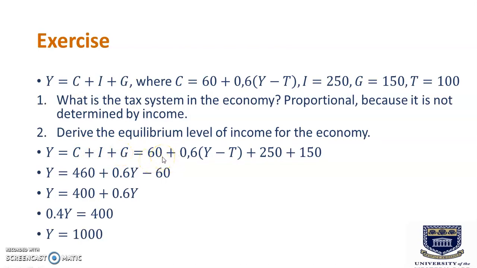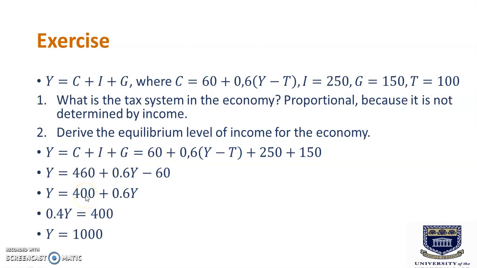So what are we going to do? First things first, I'm going to multiply out. This is going to give me 0.6Y. But I also know that T was equal to 100. So if I substitute 100 in here, this is going to be minus 100. So 0.6 multiplied by minus 100 is going to give me minus 60. And I also have 0.6Y. Finally, 60 plus 250 plus 150 is going to give me 460. Now the next thing I can do is add my like terms. So 460 minus 60 is going to give me 400.